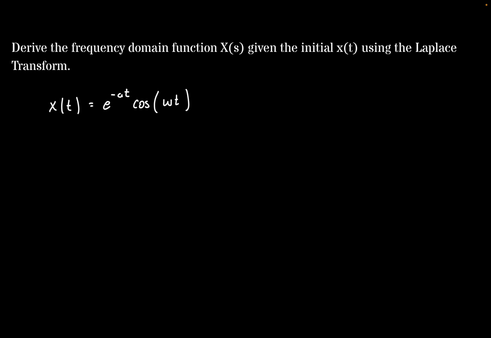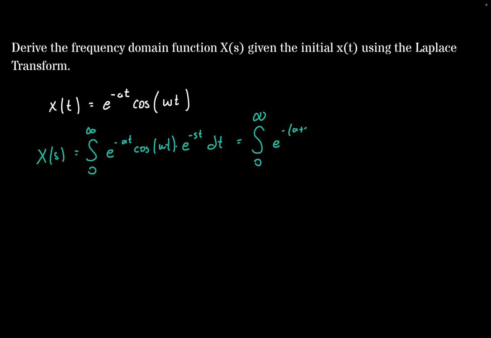Similar to the previous example, we can start out with our frequency domain function, capital X of s, which is equal to the integral from 0 to infinity of x of t, or e to the negative at cosine of omega t, multiplied by e to the negative st dt. This can be simplified as the integral from 0 to infinity of e to the negative a plus s times t cosine of omega t dt.